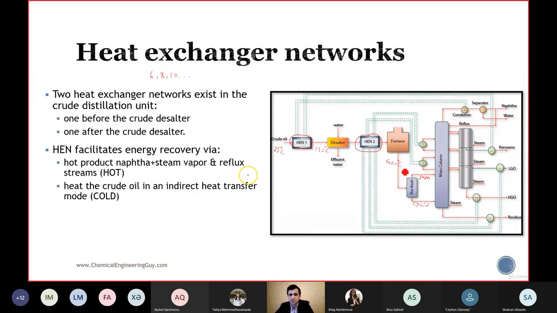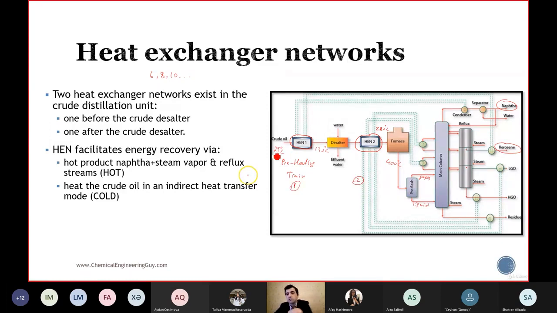280 degrees Celsius. We use the lighter products such as naphtha and kerosene to heat crude oil in the first preheating train. This is called the preheating train, train 1, and this is the second one. We have the cold crude oil. We want to preheat it, and we use the lighter products to heat crude oil.